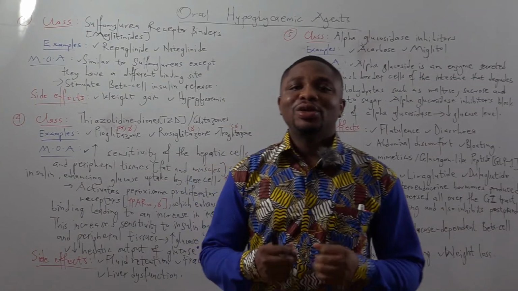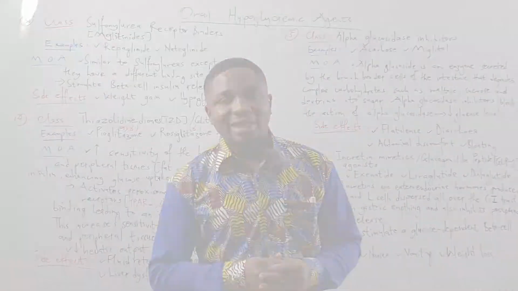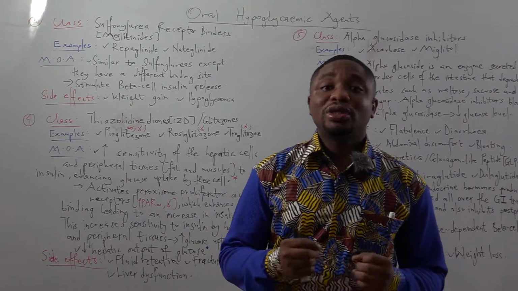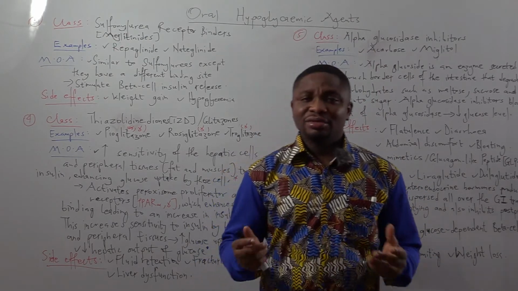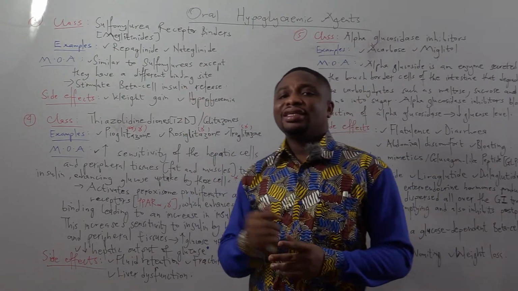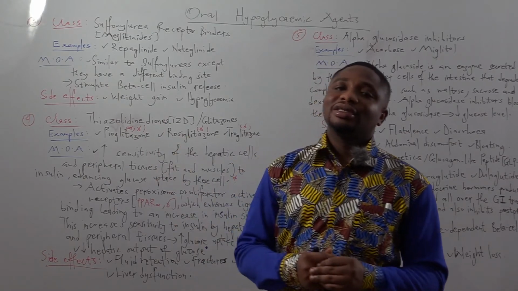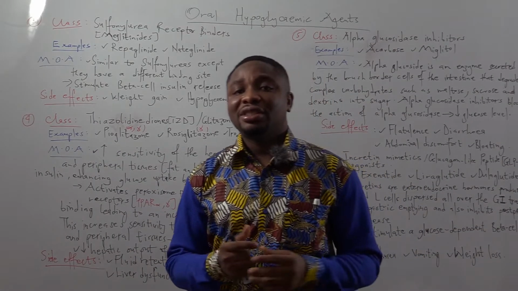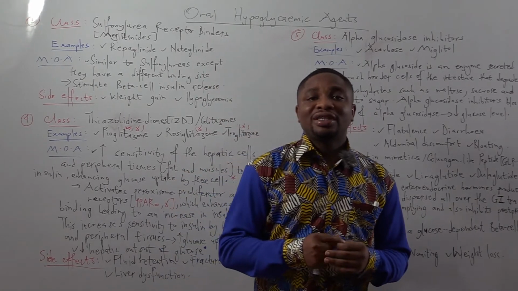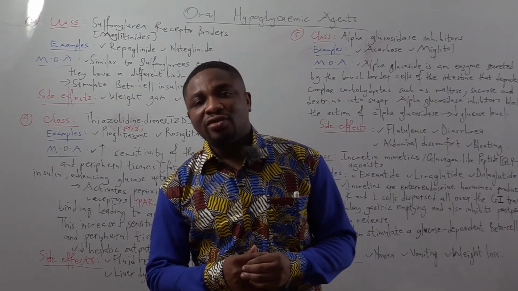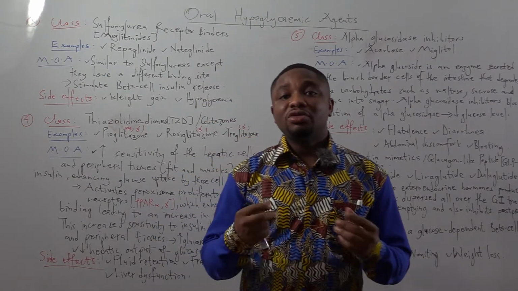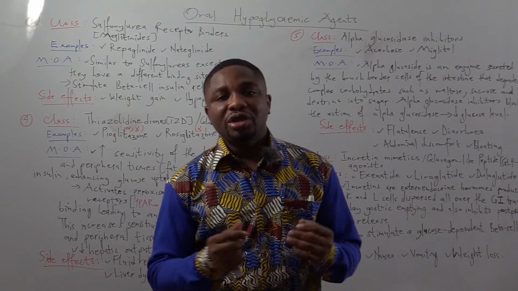Now let's move ahead and look at the third class, and that will be the sulfonylurea receptor binders, also known as the meglitinides. Examples, we have nateglinide and repaglinide. The mechanism of action: you should know that the mechanism of action of the sulfonylurea receptor binders is similar to that of the sulfonylureas. That is, they stimulate beta cell insulin release.